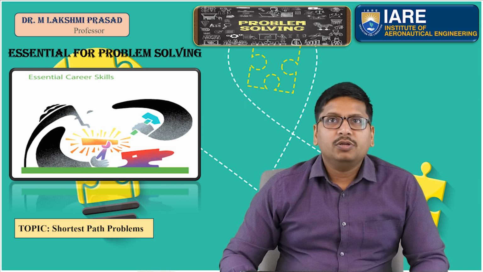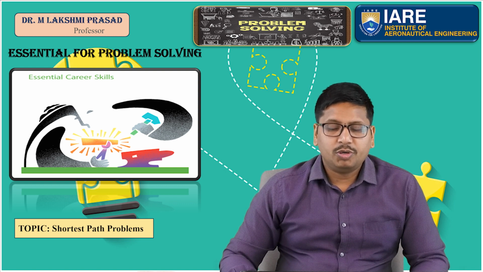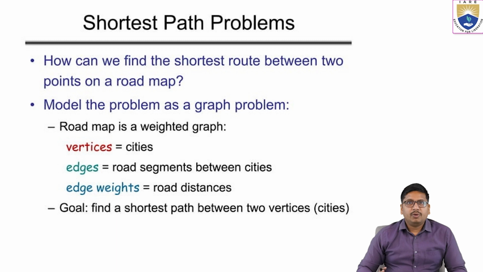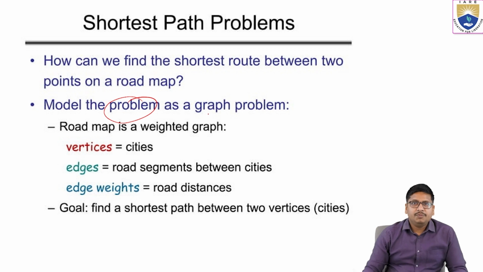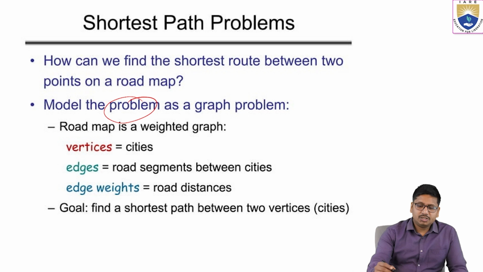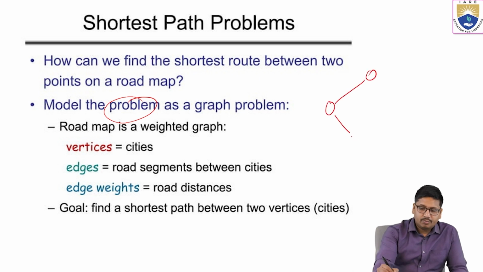In this video, I'm going to discuss a different shortest path problem. The shortest path problem is nothing but finding the shortest path between a pair of vertices in the graph. How can I find the shortest route between two points on a road map? For this kind of problem, we model it in the form of a graph, and the road map is nothing but a weighted graph, specifically a simple graph or directed graph.